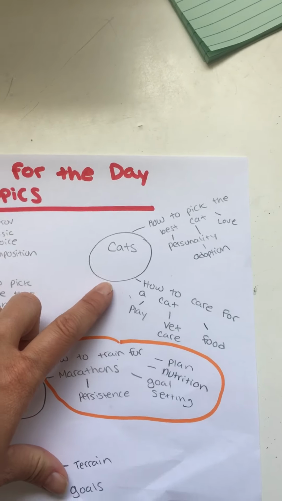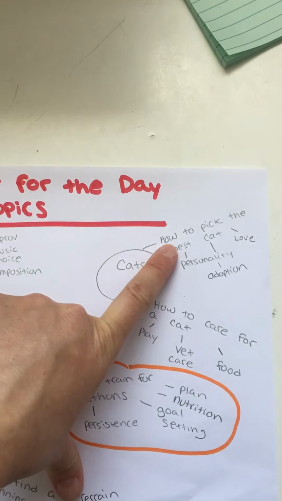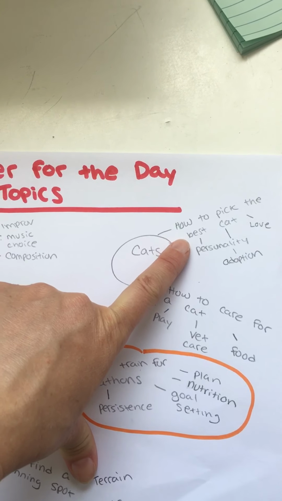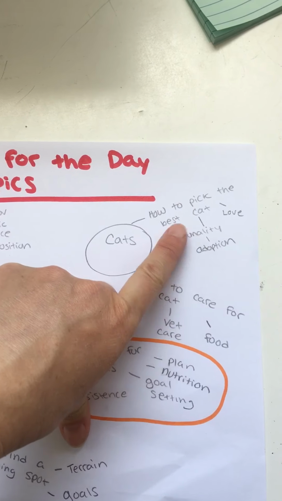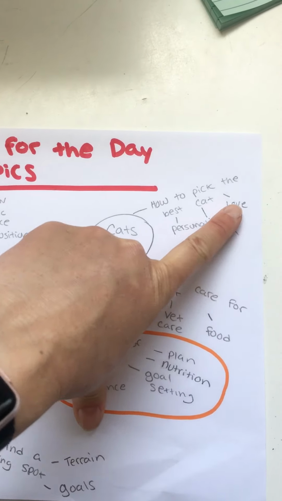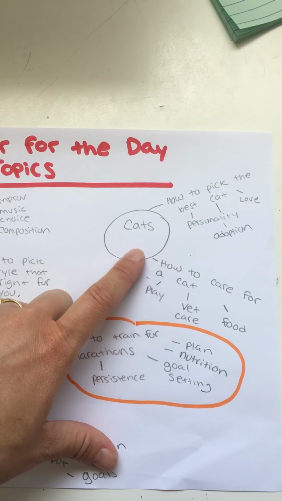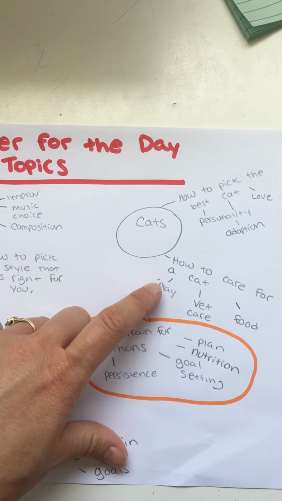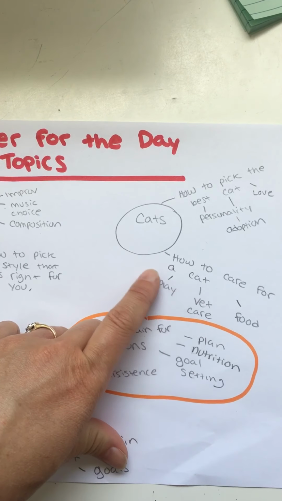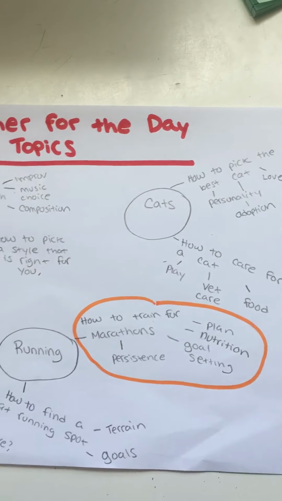Then I moved on to cats, and I thought, so my big topic is cats. The how-to is how to pick the best cat. And then some of the subtopics branching off from this category are personality, adoption, and love. And same down here, I have how to care, a subtopic for cats. My how-to is how to care for a cat, and then some topics that I would cover in that lesson are play, playing with them, vet care, food.